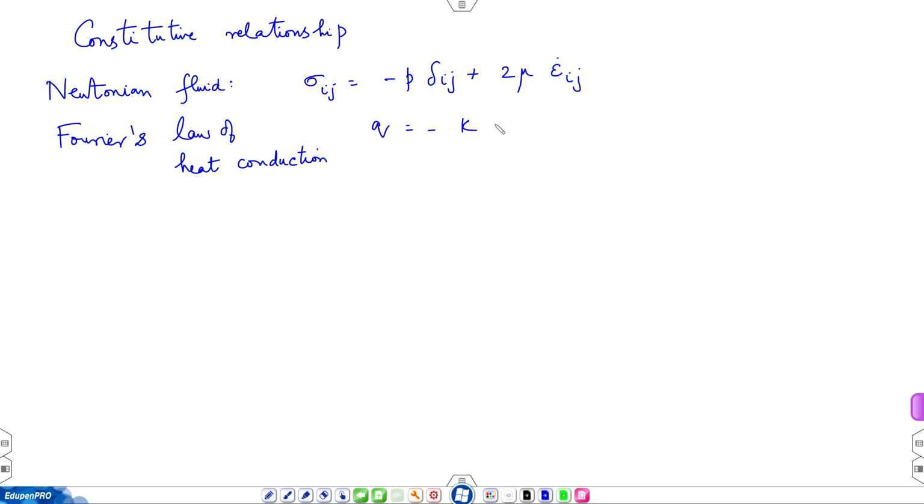That we wrote as minus K gradient of T in vector form, or in index notation it is minus K dT/dx_i, with i equal to 1, 2 and 3. For 3 dimensions it is 1, 2, 3. Okay. It is Fourier's law, please make that correction. So, this is what led to del dot q becoming minus K del square T. That term came from Fourier's law of heat conduction.